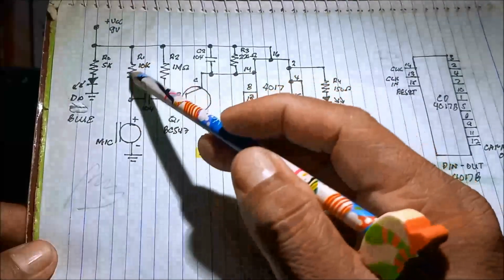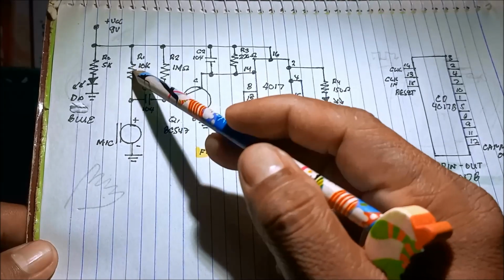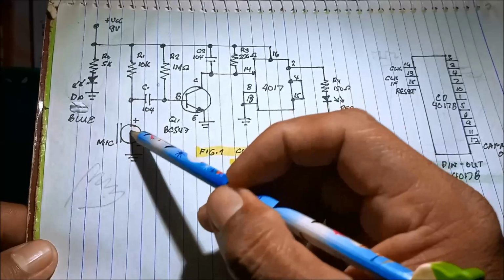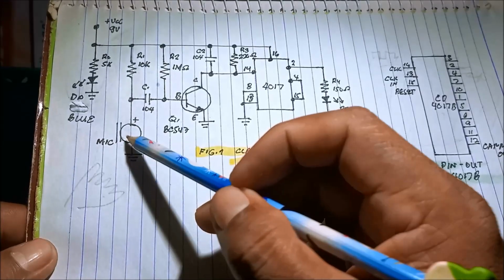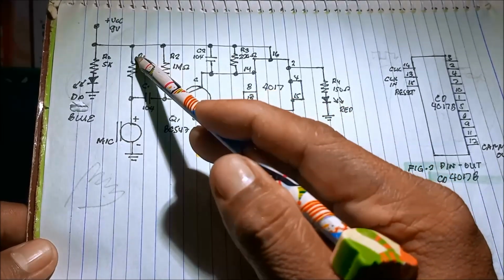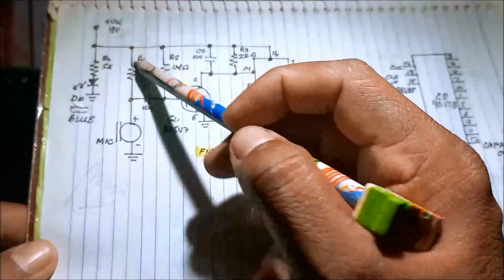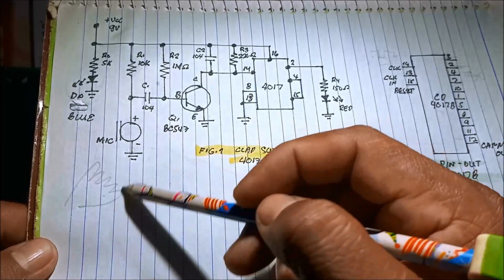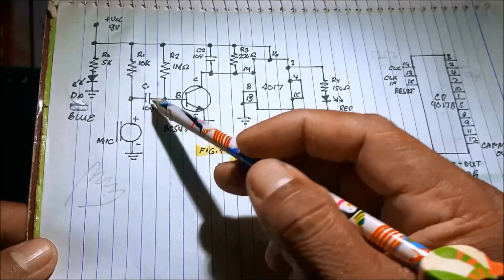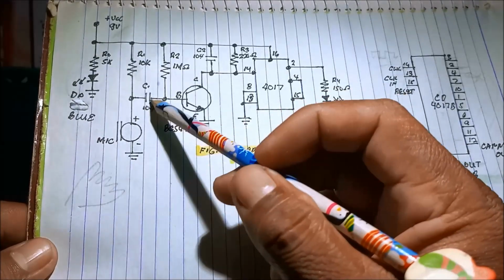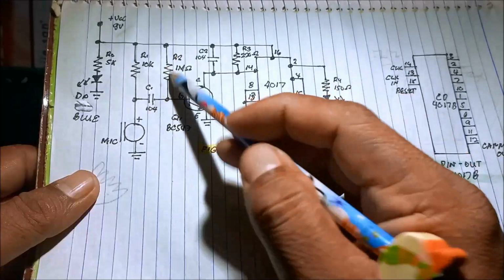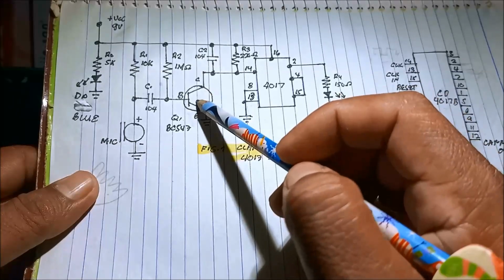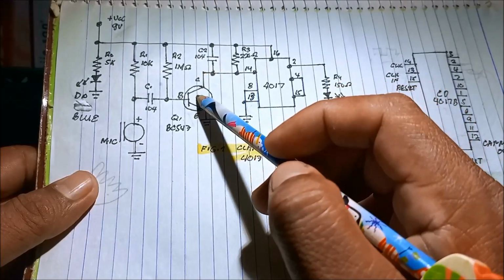What is the use of this resistor? This is used to power this microphone because this is a condenser mic, JFET type mic. So it needs power from the 9 volts. What is the use of this capacitor? That is a coupling capacitor in order not to interfere with the biasing of the transistor. What is this transistor? This is a preamplifier.